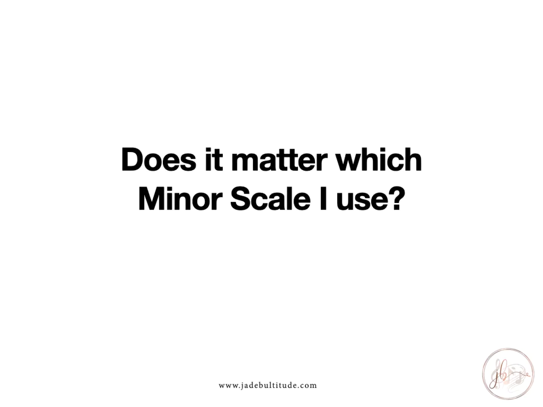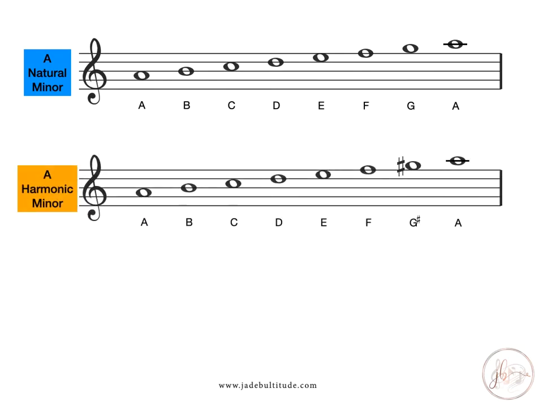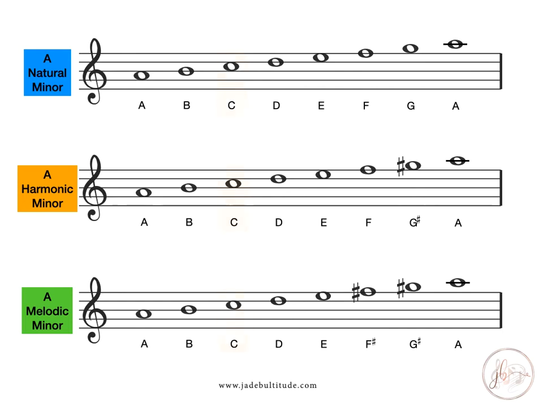But does it matter which minor scale I use? As you know, there are 3 different minor scales: the natural minor, the harmonic minor, and the melodic minor. Let's see if it matters which one I use. So at the top we have the natural minor, then the harmonic minor, then the melodic minor. And as you can see, all 3 minor scales have the same third note. So it does not matter which minor scale you use to work out the minor third.